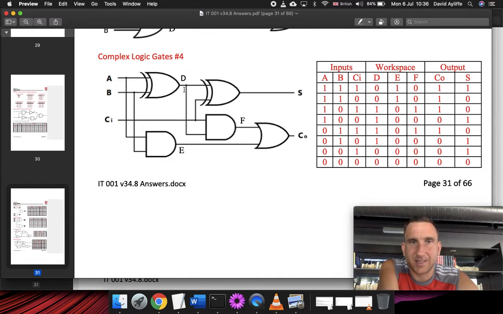And S is CI XOR D. So if they're both the same, we get negative output. So these are not the same, so we get positive output. These are the same, so we get negative output. These are the same, so negative output. These are different, positive output. These are the same, negative output. Different, different, positive output. And these are the same, so we get negative output.